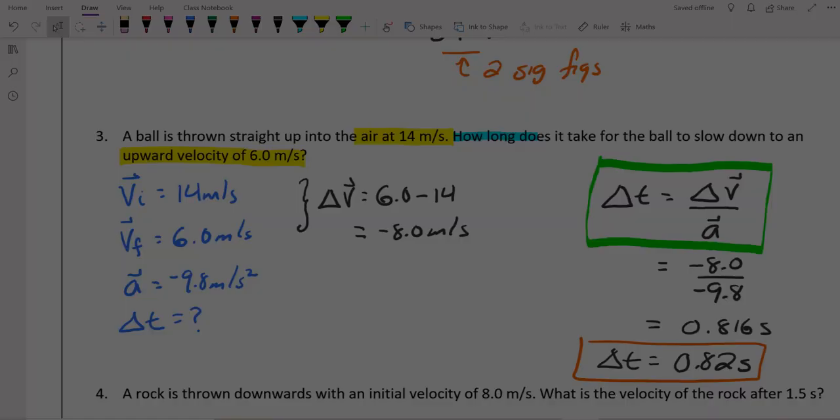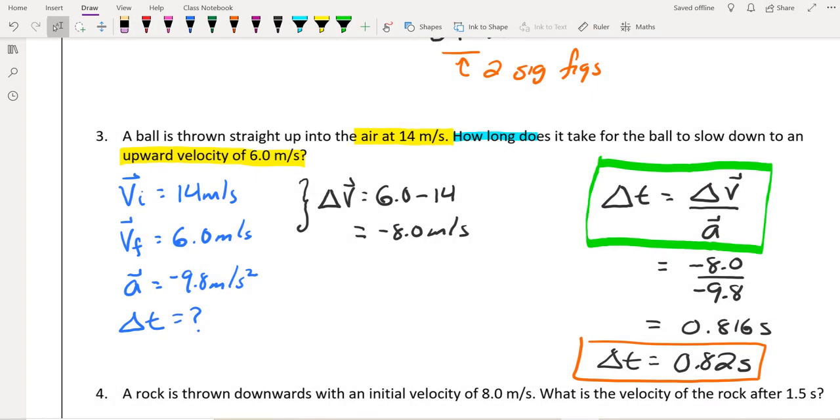In this question, we're asked to find how long it takes for a ball thrown up to change its velocity from 14 meters per second to 6.0 meters per second. So our initial velocity is 14, our final velocity is 6, and since we're going through the air, our acceleration due to gravity is negative 9.8 meters per second squared, right?